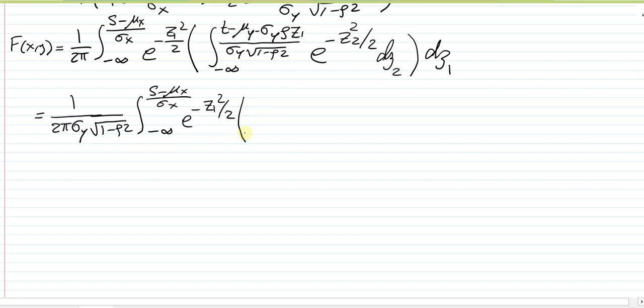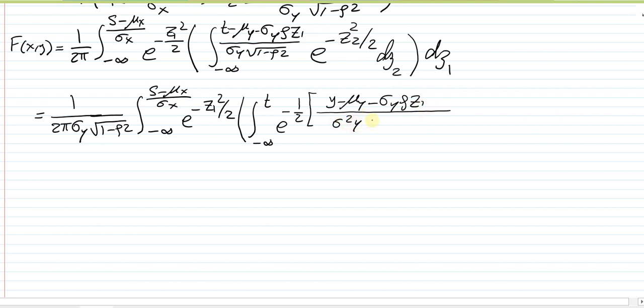times the integral from negative infinity to t of e to the negative 1/2 times (y minus mu y minus sigma y rho z1) over (sigma y squared times 1 minus rho squared)... the numerator is going to be squared. Okay, and that's going to be dy.